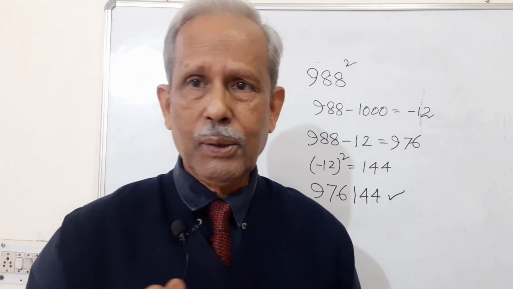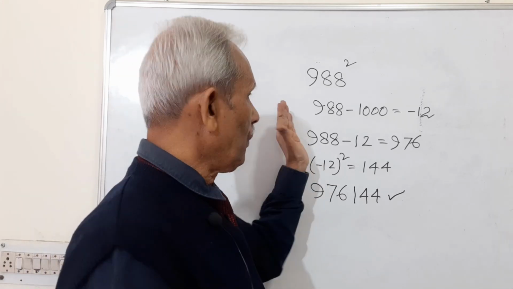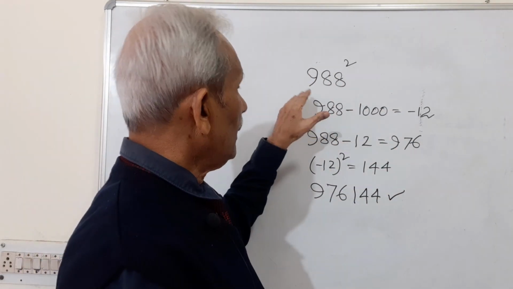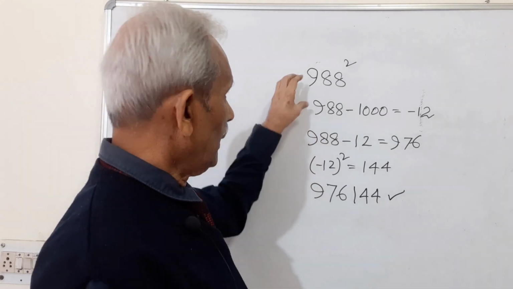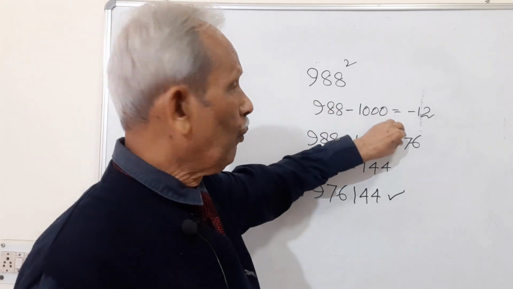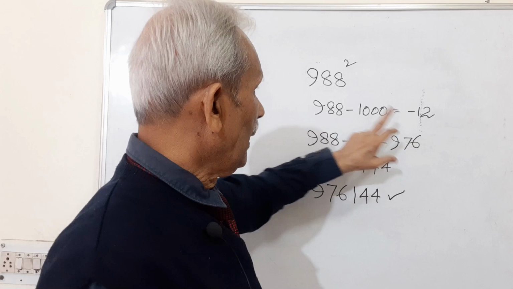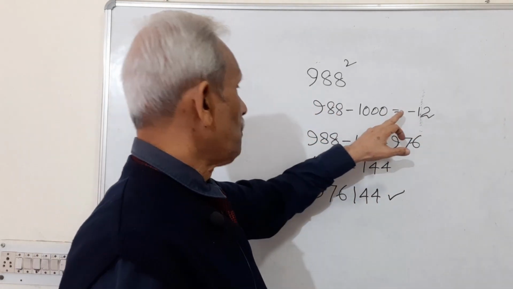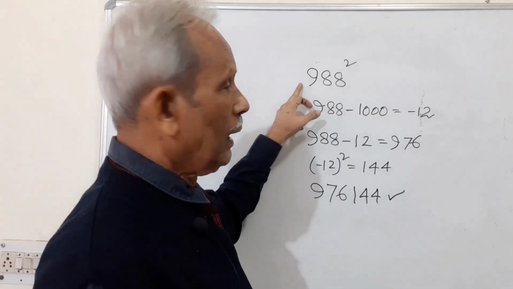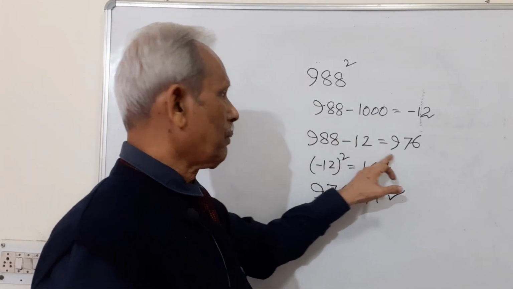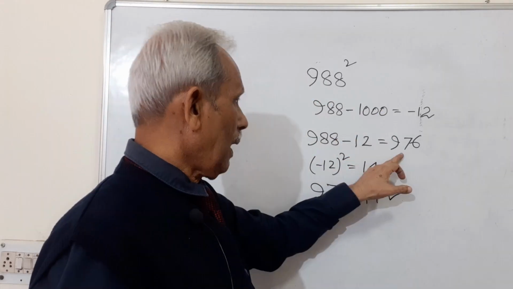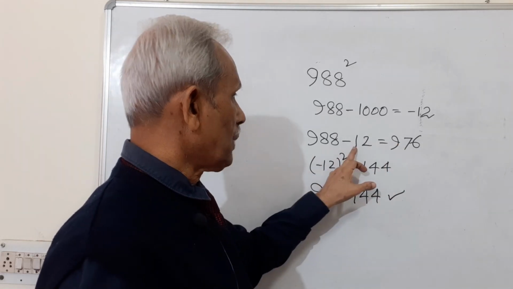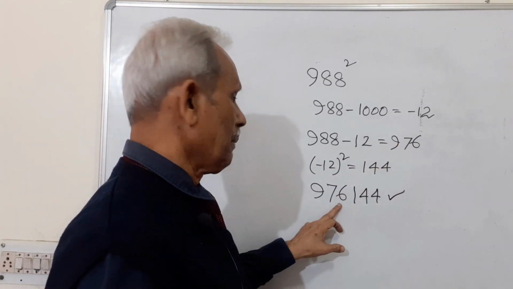I recapitulate once again. 3 things you have to see. Number 1, you have to find out what is the base, then the difference from the base, the number minus the base, what is the difference, right? And then it may be positive, it may be negative. If it is positive, add with the number. If it is negative, subtract from the number, right? After that, that becomes the first part of the answer by subtracting or adding. In this case, it is 976.